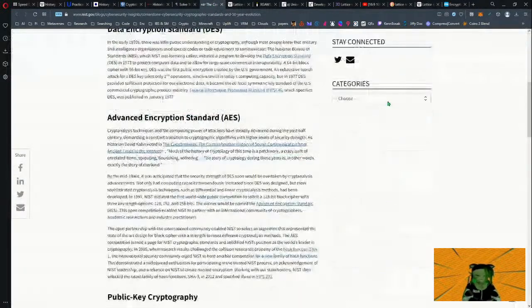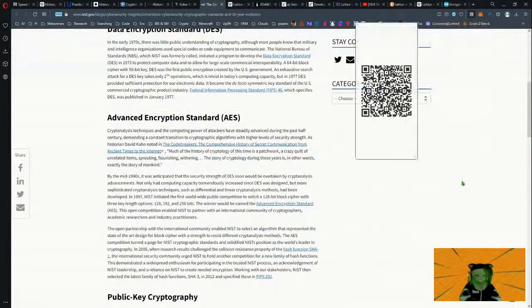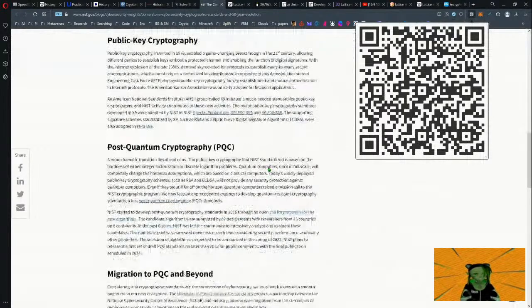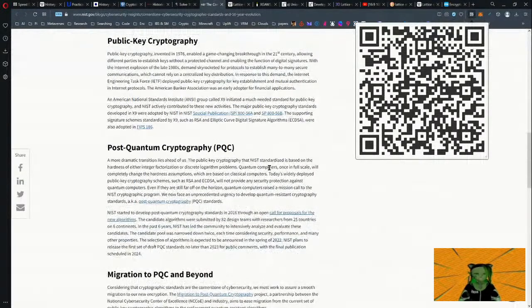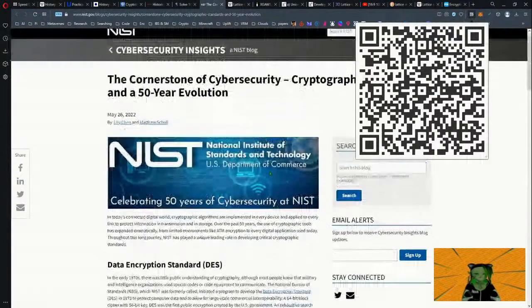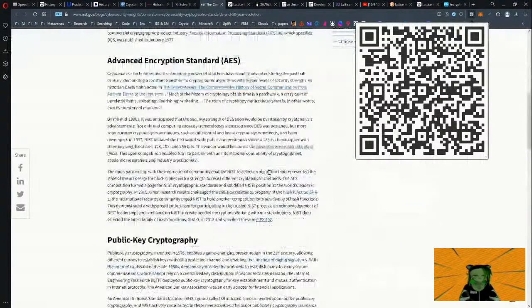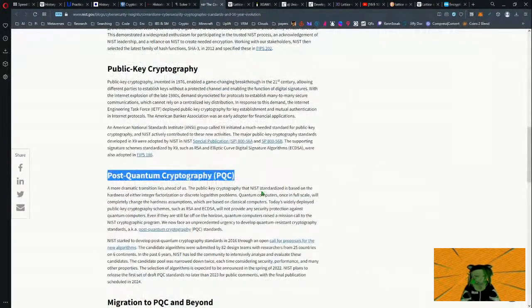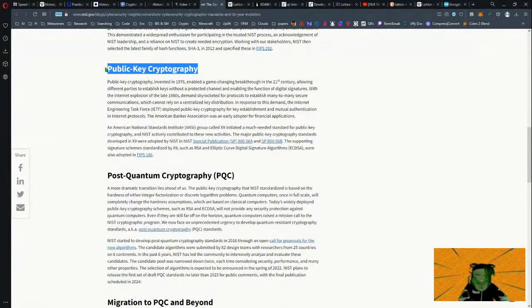So I'm wanting to give you guys this site. I'm not going to actually go over it. I don't have anything highlighted on the site. I just wanted to give it to you because it shows different types of cryptography, so you can get an idea of them. The only thing I really wanted to point out here is post-quantum cryptography and public key cryptography. So we're at public key cryptography. This is where we're at right now. This is Bitcoin, cryptocurrency, all that fun stuff.